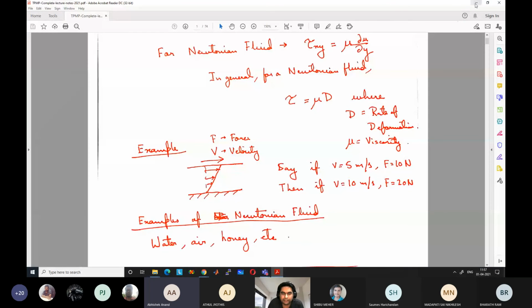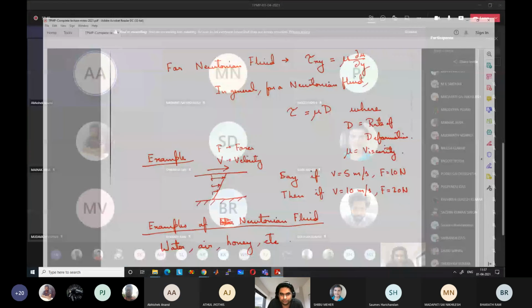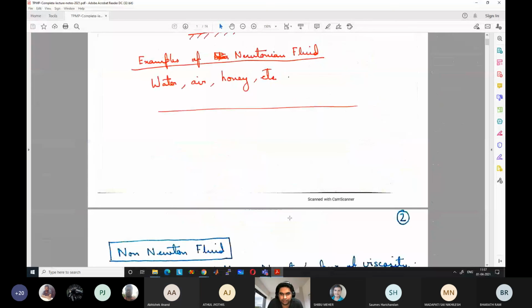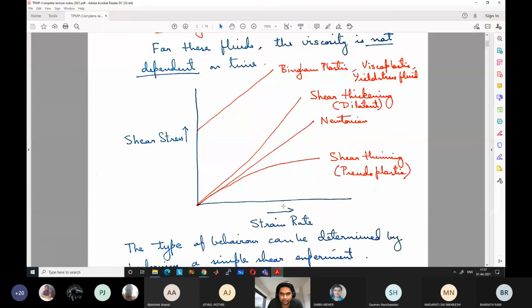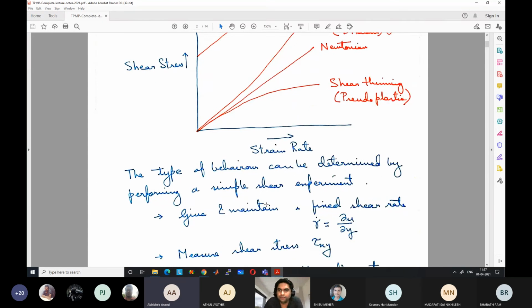So why do we say it the other way around, sir? I was just explaining the graph, because the x axis was strain rate. So just to explain in terms of the graph, we are saying it like this. Whichever way you express it, ultimately it is about the slope of the line. Okay, sir.